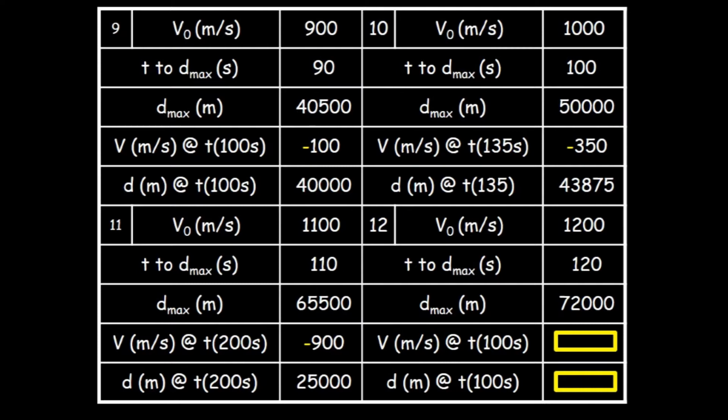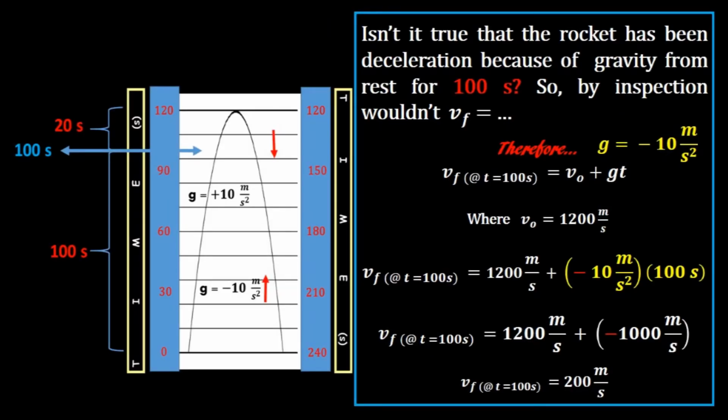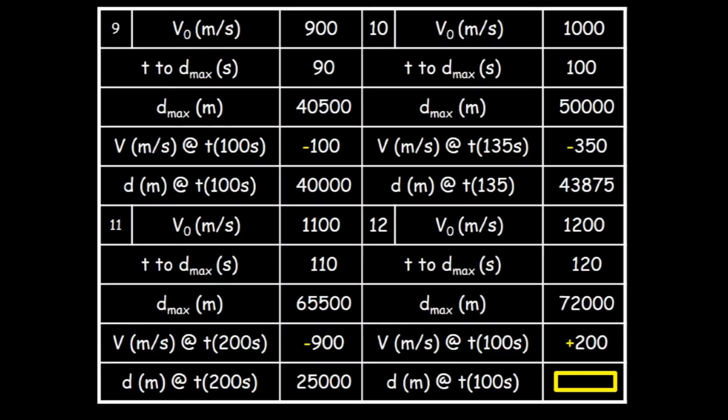The next, we're going to figure out at 100 seconds, where is it? Now, this is the first one where it's not descending at the unknown velocity. It's going to be ascending. So at 100 seconds, it's 20 seconds from the top. So it's going to be decreasing 100 seconds times 10, which is 1,000. So it's going to be 1,200 meters per second plus a negative 1,000, which is going to equal plus 200.